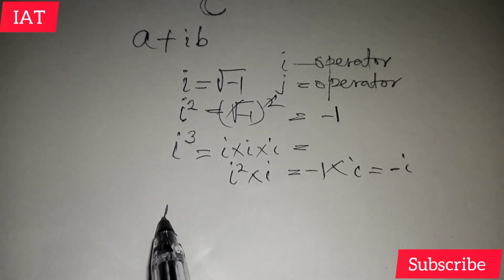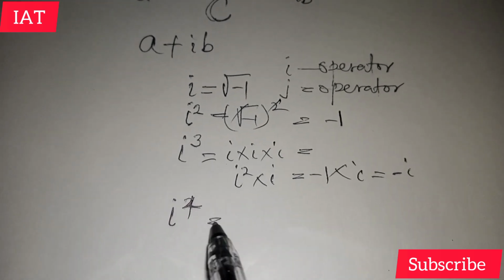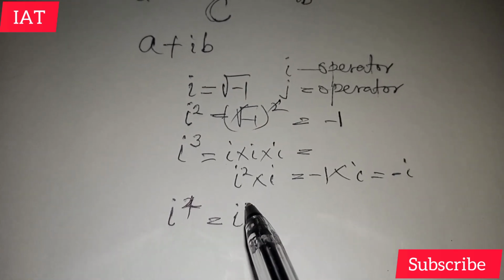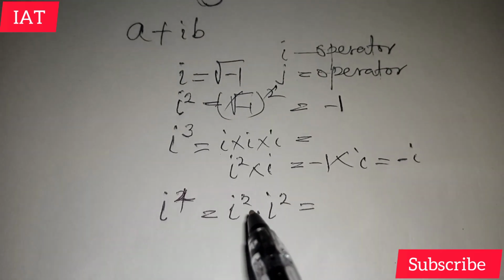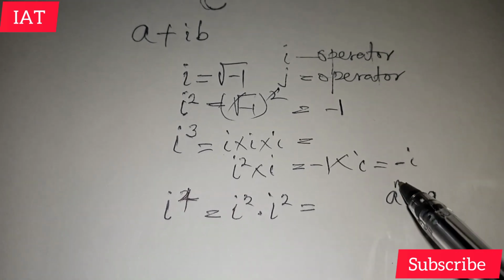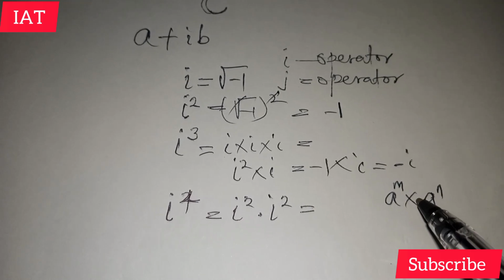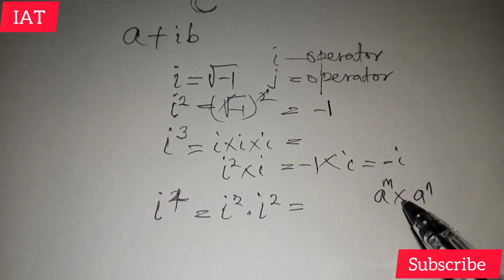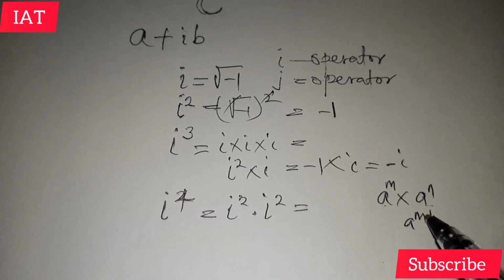But I want you to go by this other method. If you have I to the power of 4, you just split it into I to the power of 2 times I to the power of 2, because you know that according to this model, A to the power of M times A to the power of N. This is the product law of indices. When the bases are the same, you take the common base and you add the powers.